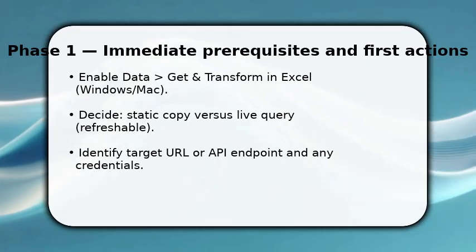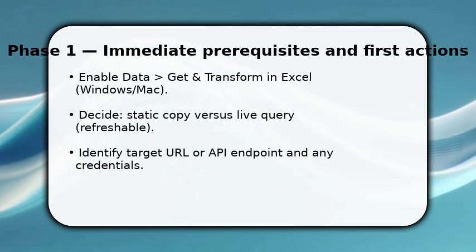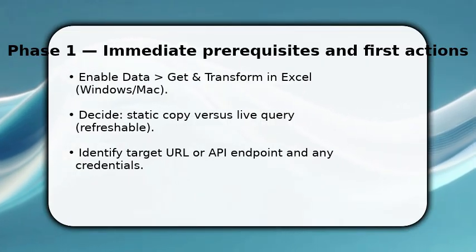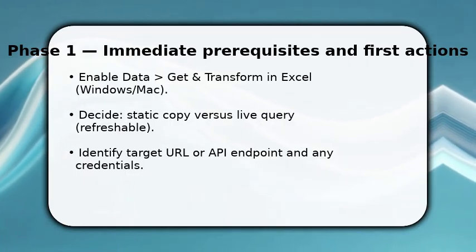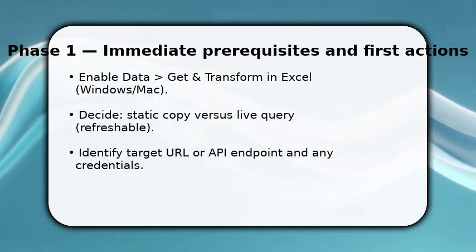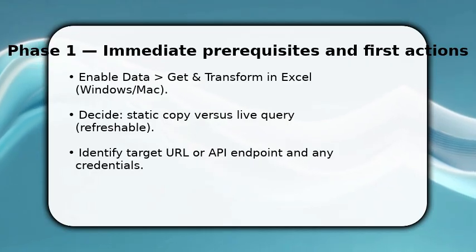You begin by opening Excel's Data ribbon and choosing Get Data. This launches Power Query, which saves time when sources change. First, paste the target URL or API endpoint into From Web so you pull HTML tables or JSON.